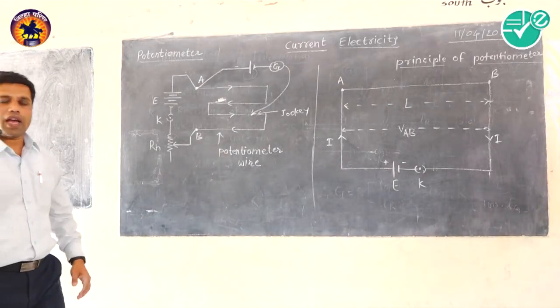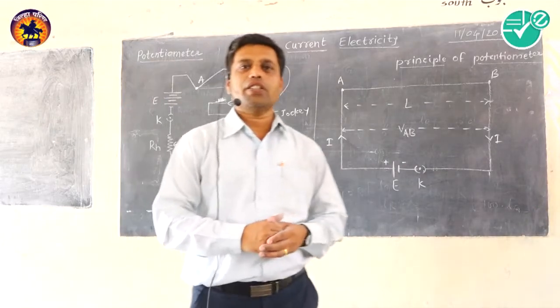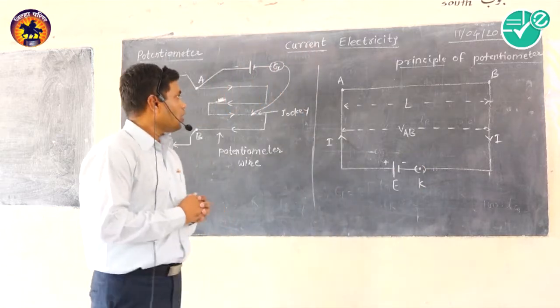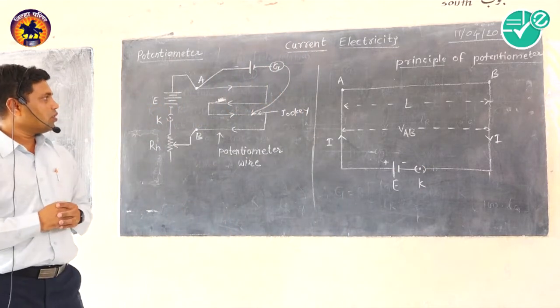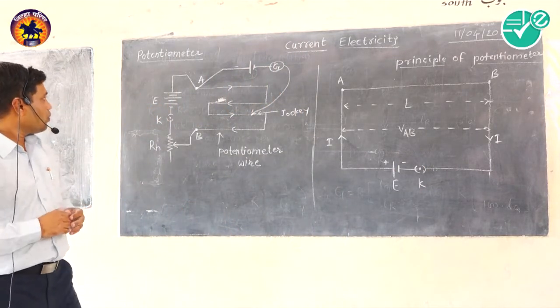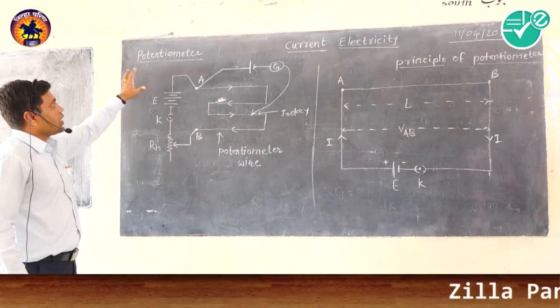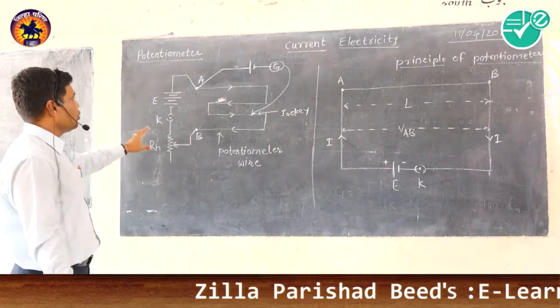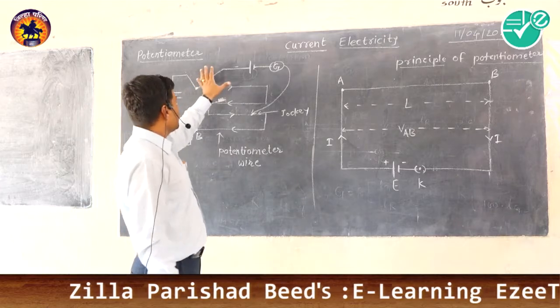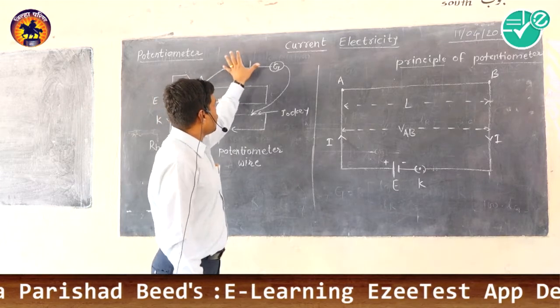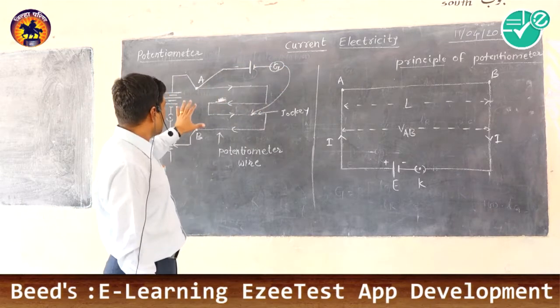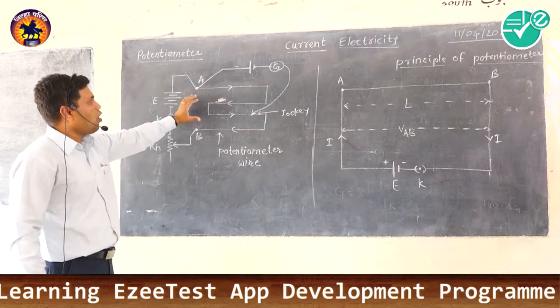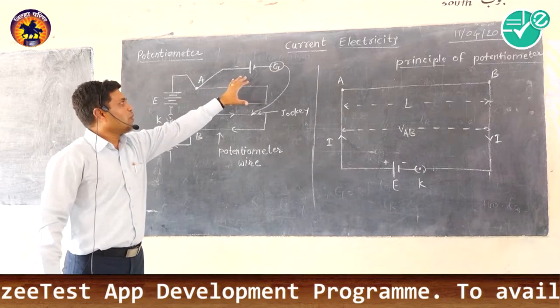Now, as we have seen Kelvin's method, after that article which we have just finished, we will move over towards the next article, that is potentiometer. Here I have shown you the diagram of potentiometer. Potentiometer can also be shown without this arrangement, but this is the diagram of potentiometer for calculating the unknown EMF of a cell.